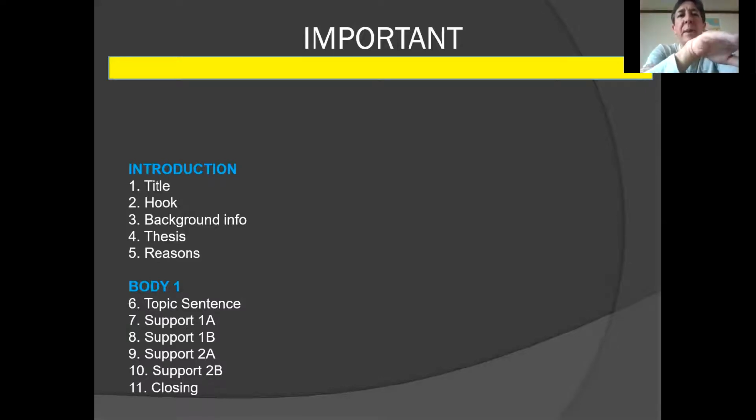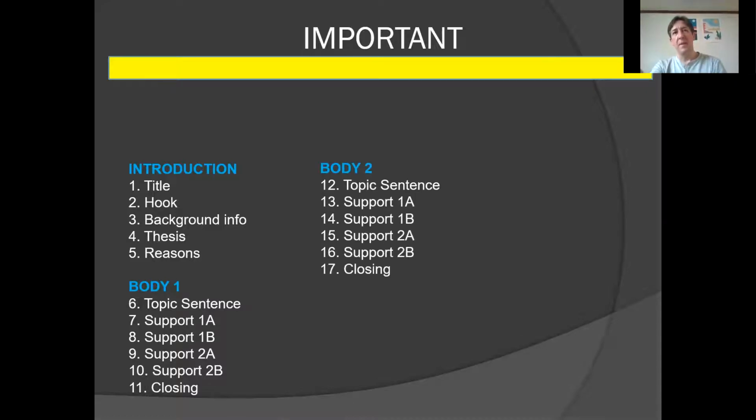Now, 1A, 1B, 2A, 2B, that does not mean contrasting details. It just means supporting with many details. I will show you an example in a moment. And then you need a closing sentence. Now, the body paragraphs are all the same. The format is the same.